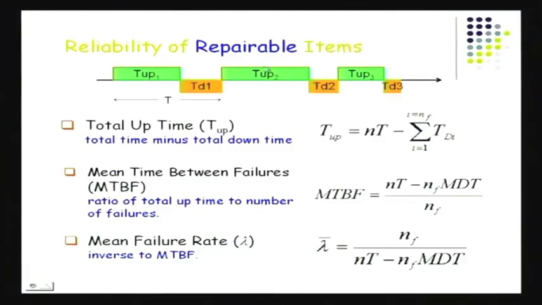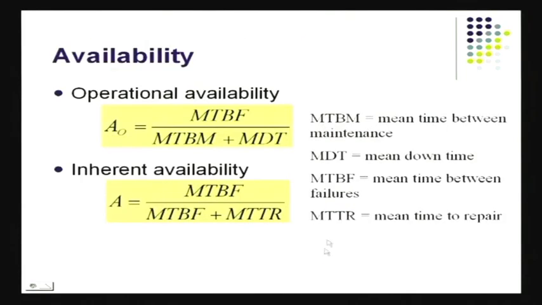If I've got repairable items there, repairable item basically means that I'm repairing and putting back the same item again and again and again. And the formulas are given here. Again, I've got mean time between failures. The formula is shown here. And the failure rate, that also is shown here. The mean failure rate is also shown here. These are metrics which are used quite often in doing reliability engineering.